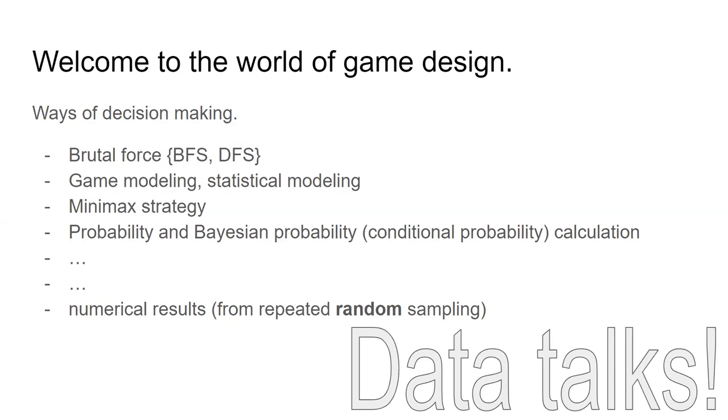And apart from all this, today we will introduce something new, which is that we will let the data talk rather than establishing our own model. We will only use repeated random sampling, time and time and time again. And then we will let the sampling talk and reflect the real distributions and get the numerical results. Sounds magic, right? Let's see how they really work.